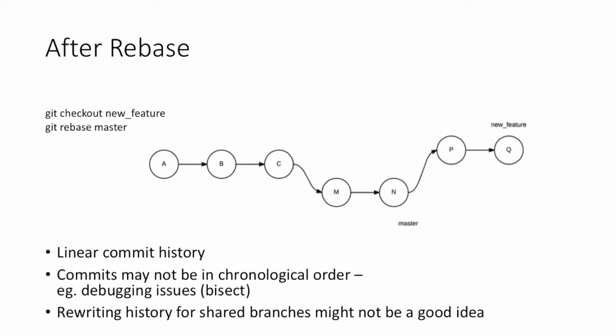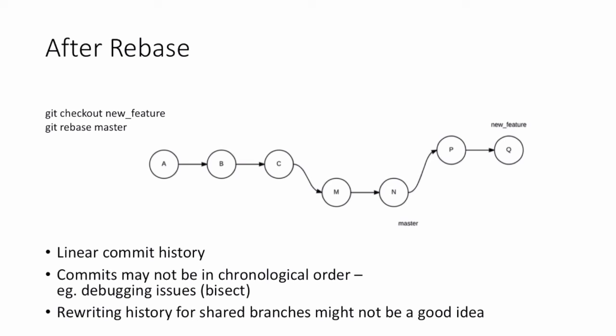Once M and N have been put, the commits of new feature P and Q which were not present in master have been put. Therefore, it's a linear history, but the commits may not be in chronological order. The commits in the master branch will always be put before the commits in my present branch, irrespective of the timestamp of the commits. This can lead to issues when you're debugging, specifically when you're using the git bisect command, which we will visit in a later video.